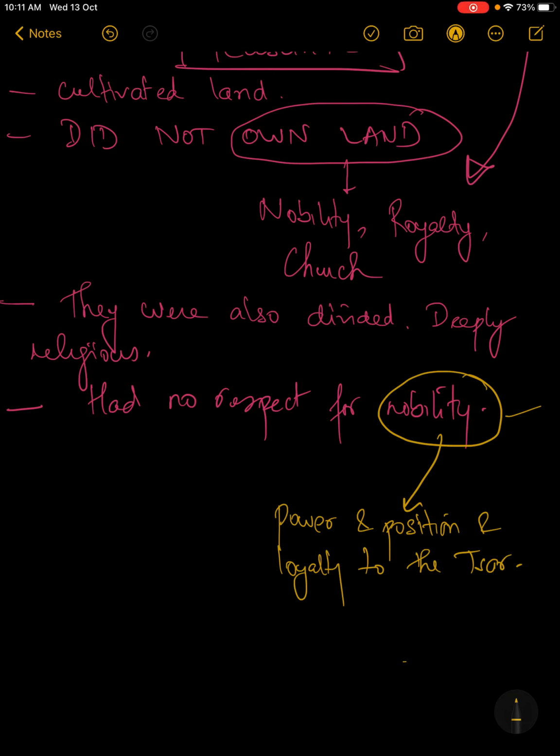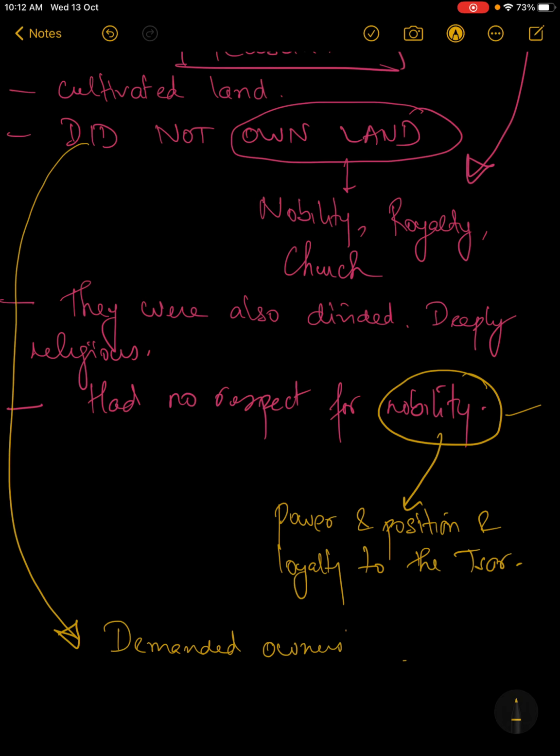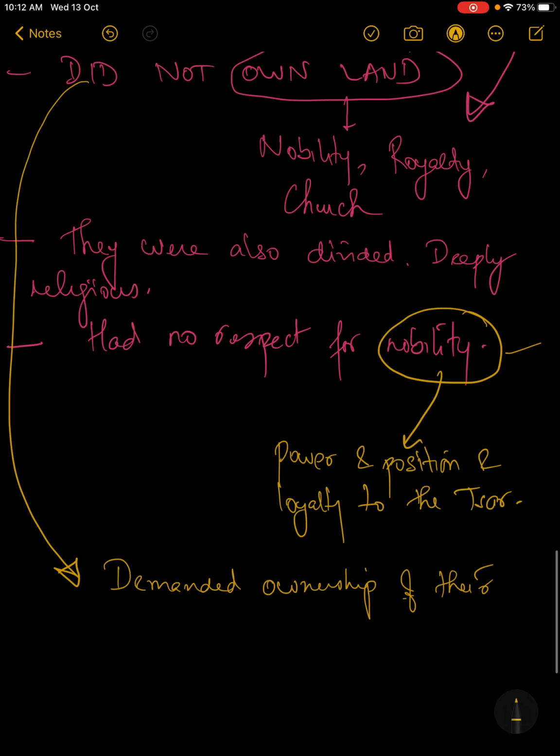Perfect. Now since they did not own the land, what was the peasants' demand? They demanded ownership of their own land. Now, are you able to make sense? It is pretty logical. They demanded ownership of their own land.